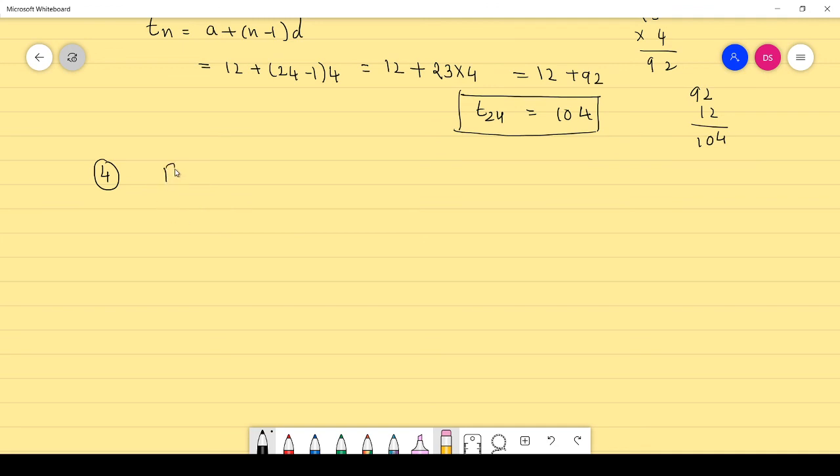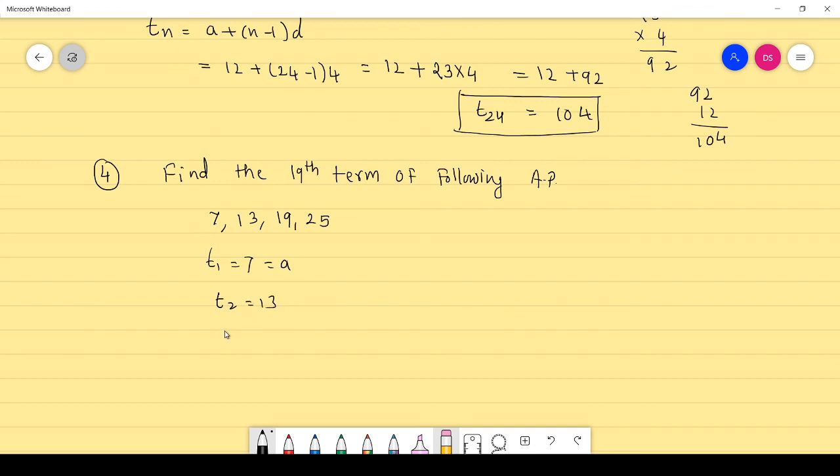Find the 19th term of the following AP, right. So what is that AP here? It is 7, 13, 19, and 25. So we have T1 is equal to 7, T2 is equal to 13, T3 will be equal to 19, and T4 will be equal to 25.